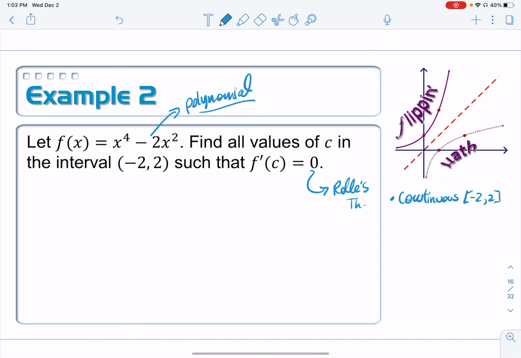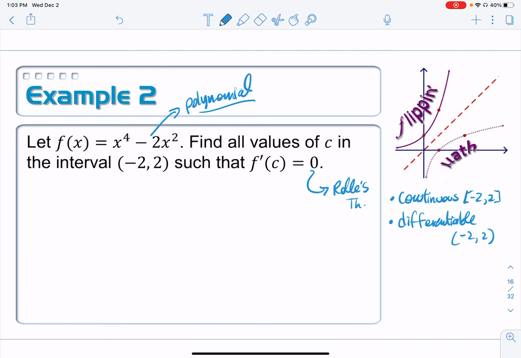So if you have to do something like this on the calculus exam, just point it out. Point out that it's a polynomial function, which is continuous everywhere, therefore it has to be continuous on this closed interval right here. So just connect that dot, and then we also want to connect another dot to say that it's differentiable on the open interval from -2 to 2. Well, again, since it's polynomial, that's a check mark.